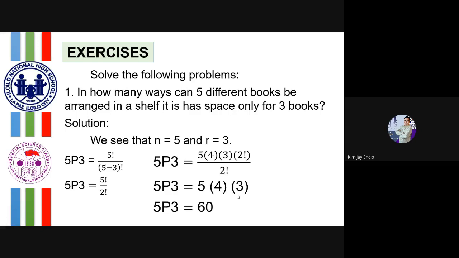That's why you arrive at 5 times 4 times 3, which is 60. Hence, there are 60 ways for 5 different books to be arranged on a shelf if there's only space for 3 books. And note, even if you use the slot method, there are 3 slots. The first slot is 5, second slot 4, third slot 3. You will still get 60. Okay?